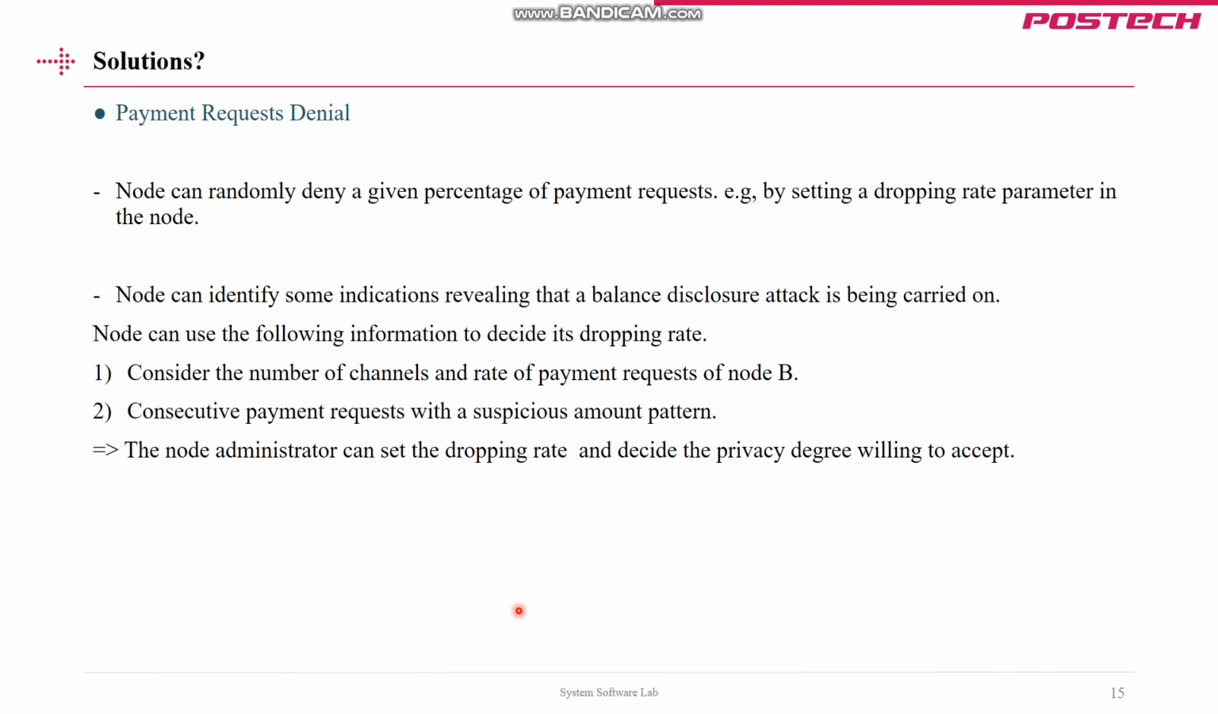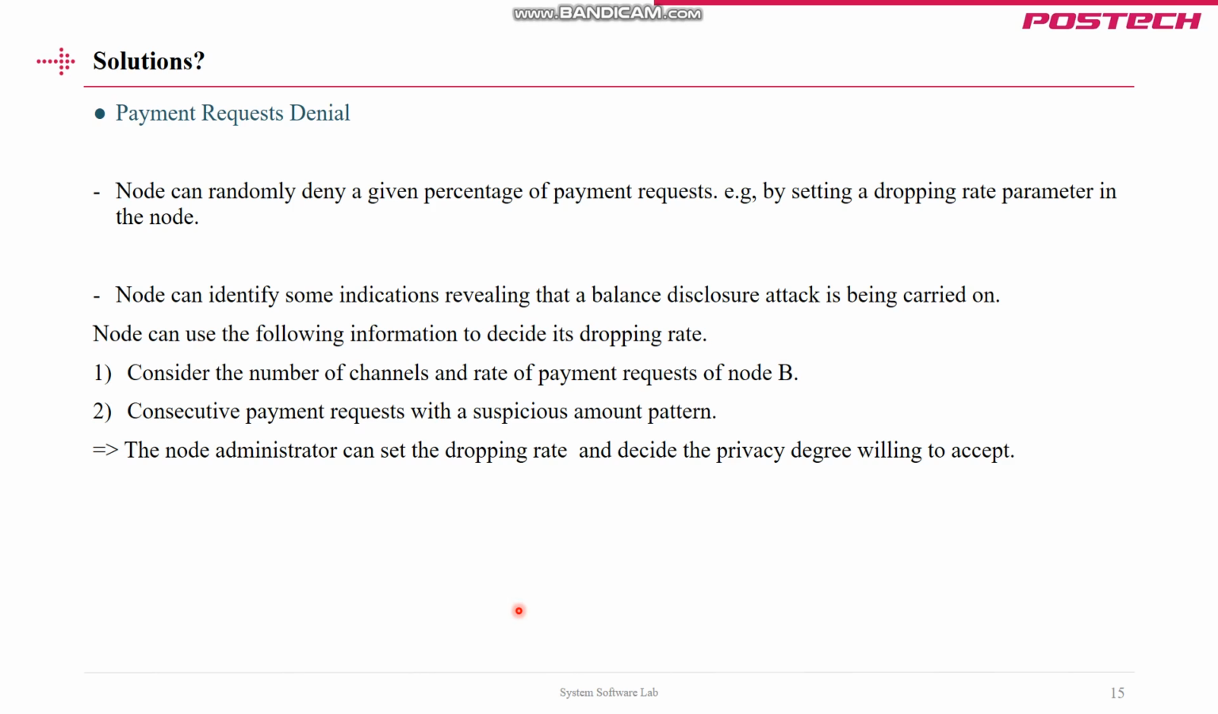This is a possible solution for the disclosure attack. First, payment request denial. A node can randomly deny a given percentage of the payment requests, for example by setting a dropping rate parameter in the node, but this can cause usability problems for honest nodes.